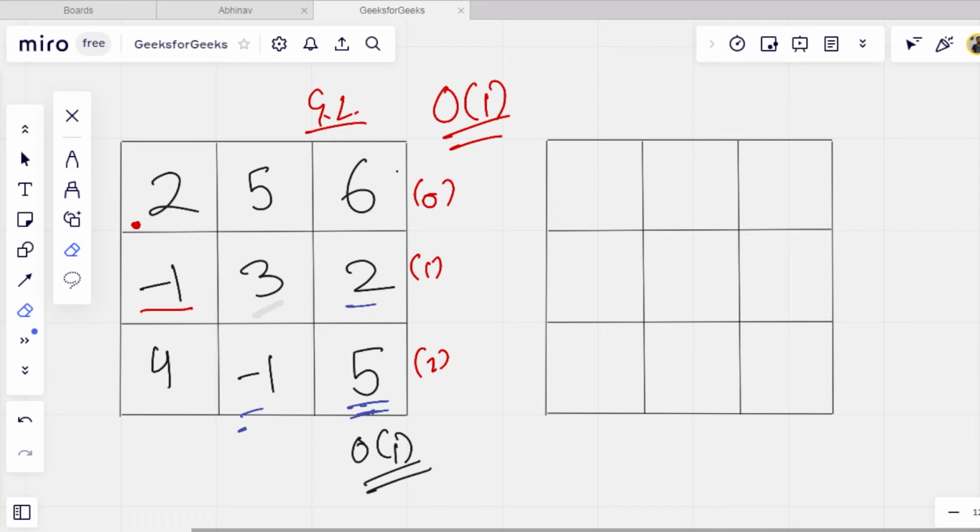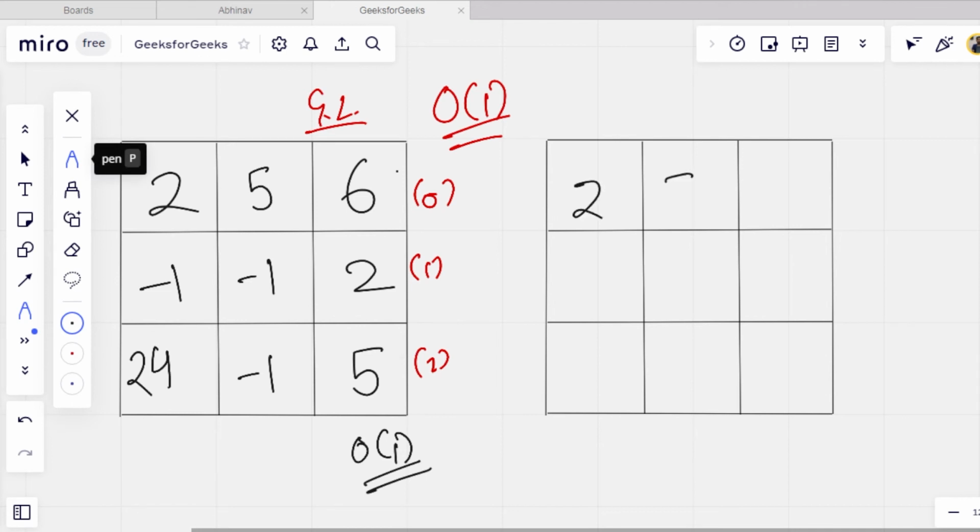I will modify this particular test case in such a way that I will be able to explain another sample case. For example, this is the current one given to us. Fine. So for example, there is 24 present. And in place of this 3, there is a -1 present. So when I update the values, it will be 2, 5, 6, then -1.